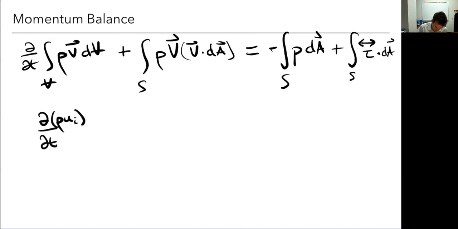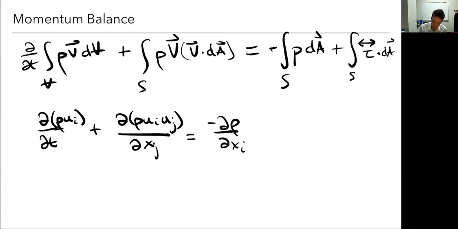I'm going to write this in index notation: the derivative of rho u_i, plus the derivative of rho u_i u_j with respect to x_j, equals minus dp/dx_i plus d tau_ij/dx_j. Okay, and so we note that i is the free index, so this is three equations, and it has to appear once everywhere and only once, right? So it has to be a free index. There's one i, one i, one i, one i. That just represents the fact that this is three equations, the X, Y, and Z components. And then I have some sums, right? This repeated j is a sum. So I sum this term three times. I sum this term three times.